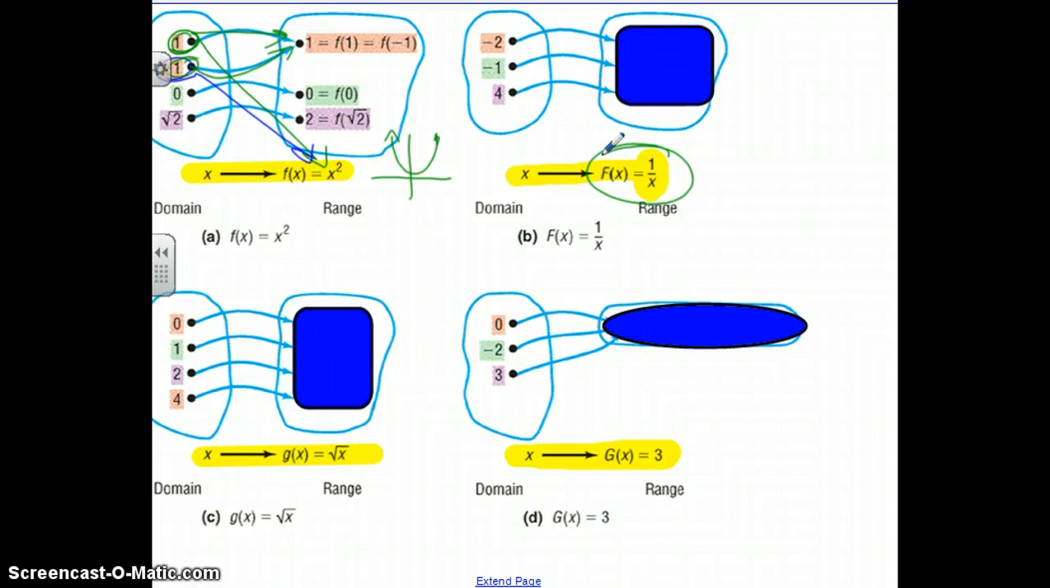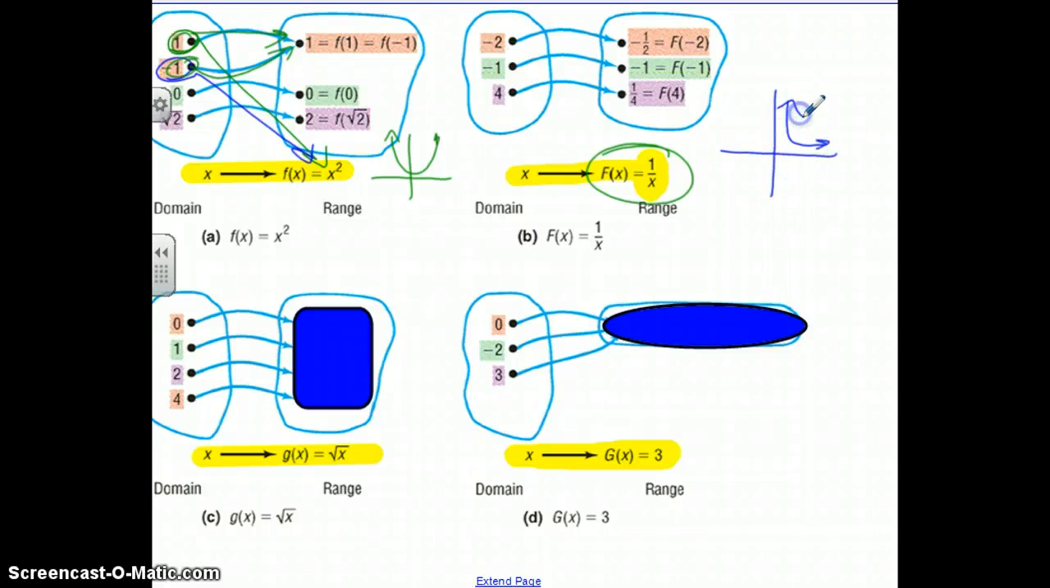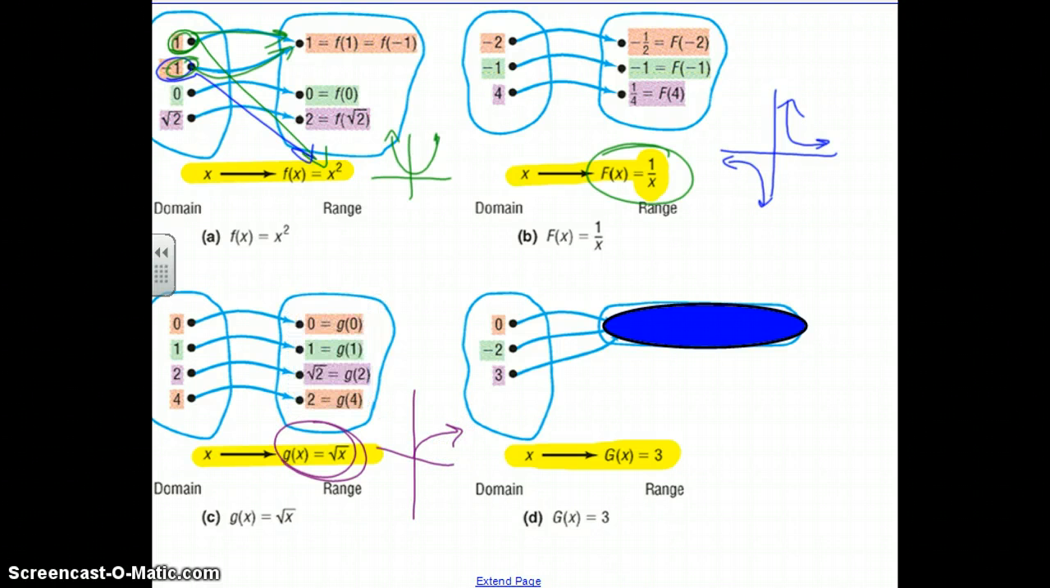This is also a function. It's called a hyperbola. For every x, there's also just one y. If you were to graph this, hopefully you will know by the end of this course this is going to be a hyperbola. The square root function is also a function. It looks something like this, where it passes the vertical line test. For every x, there's only one y.